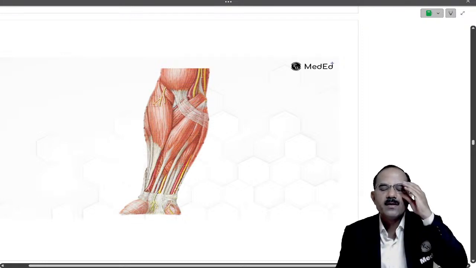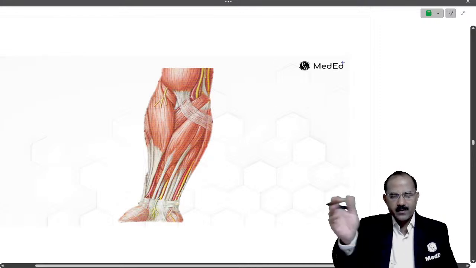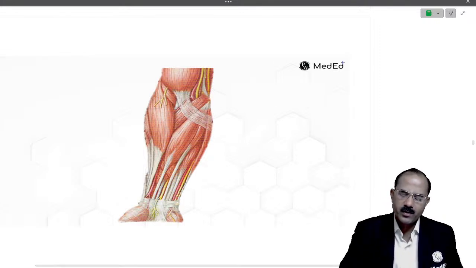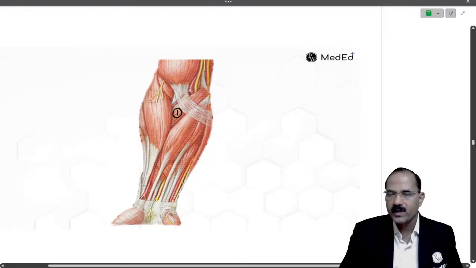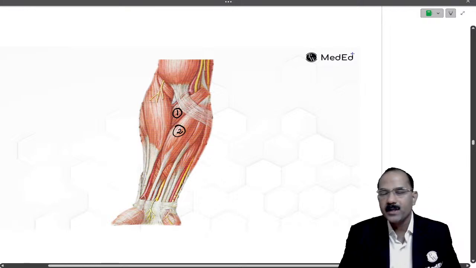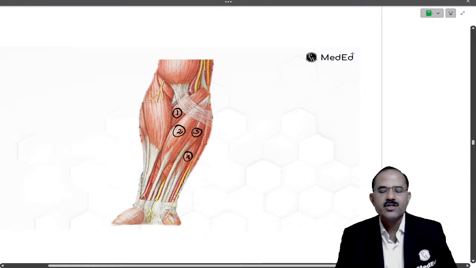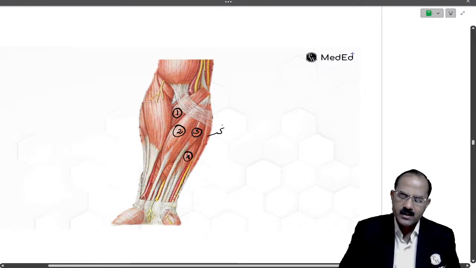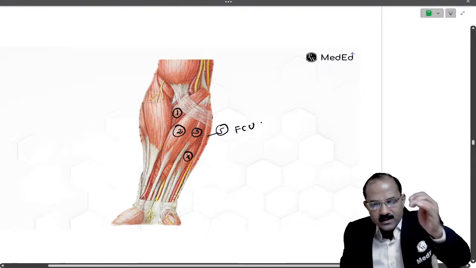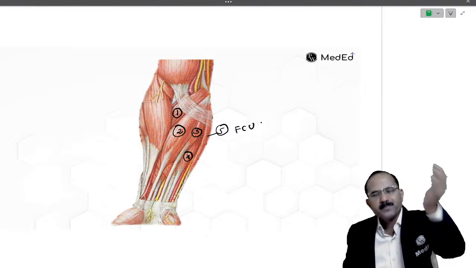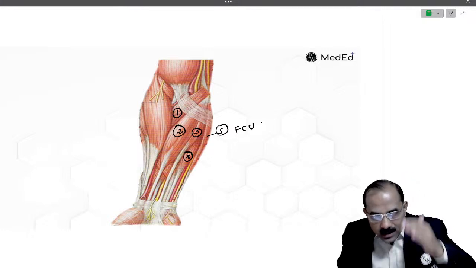Coming to the forearm. Now we'll quickly go through the superficial muscles in the forearm. What is this? We'll start with the muscles. This is again an OSPE slide for you. Number one is the pronator teres. Number two is the flexor carpi radialis. Number three is the palmaris longus. Number four is the flexor digitorum superficialis. And number five is the flexor carpi ulnaris.